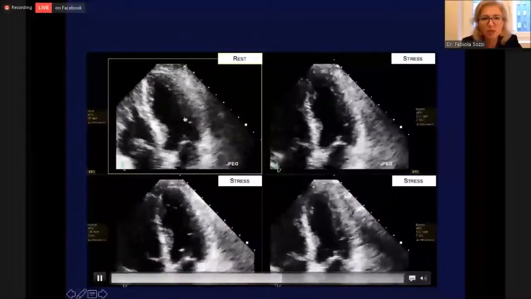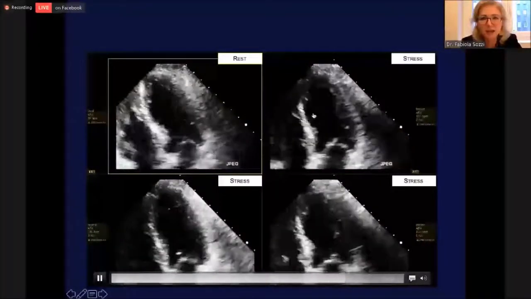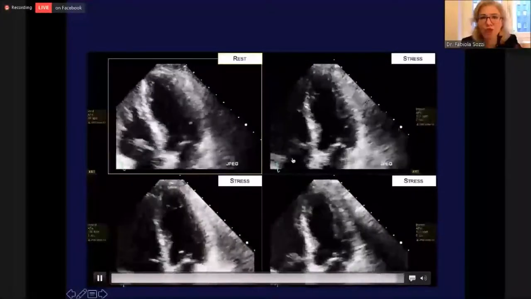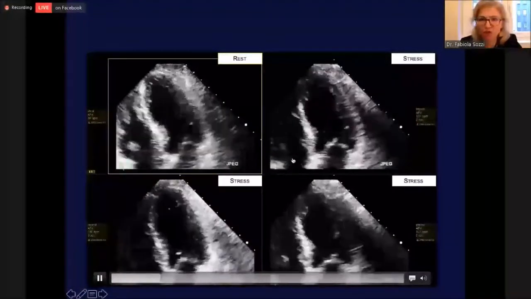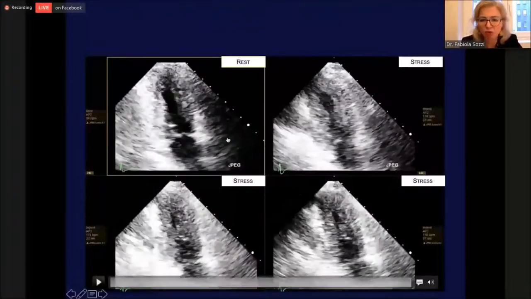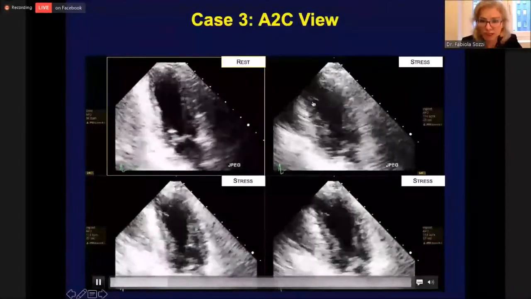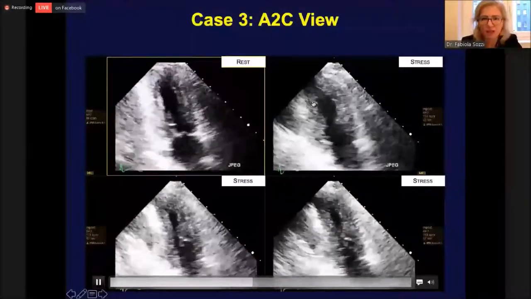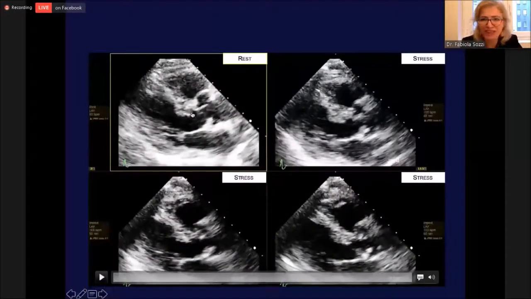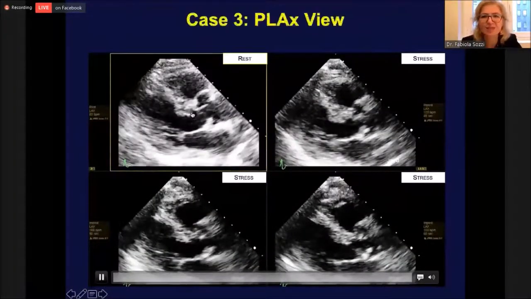And then what do we see? At rest, at low dose, at peak, and recovery, normal contraction in the four chamber view. And then go back to the two chamber view, and we see normal contraction again in all segments. The parasternal long axis view is saying the same, normal contraction.